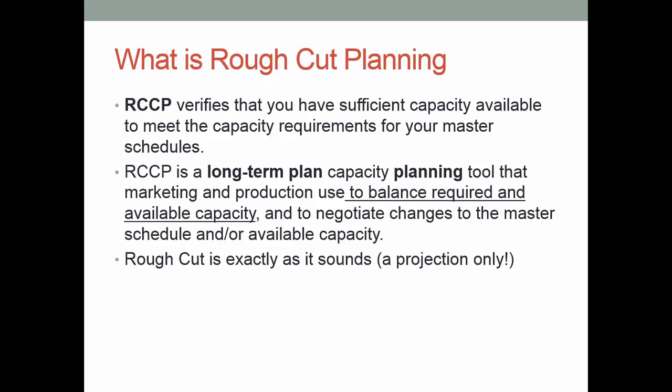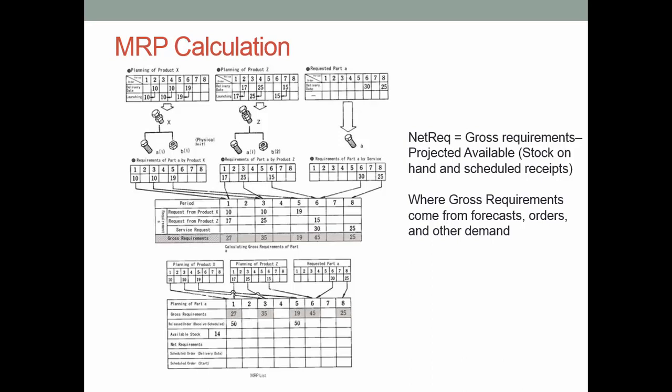Rough cut is a long-term capacity planning tool, and it looks at how we balance the requirements against the available capacity that we have in place. This is an MRP calculation, so I think I'm going to stop here and we'll start the next one because I'm going to run out of space. So we'll stop this presentation and I'll restart it in just a minute.